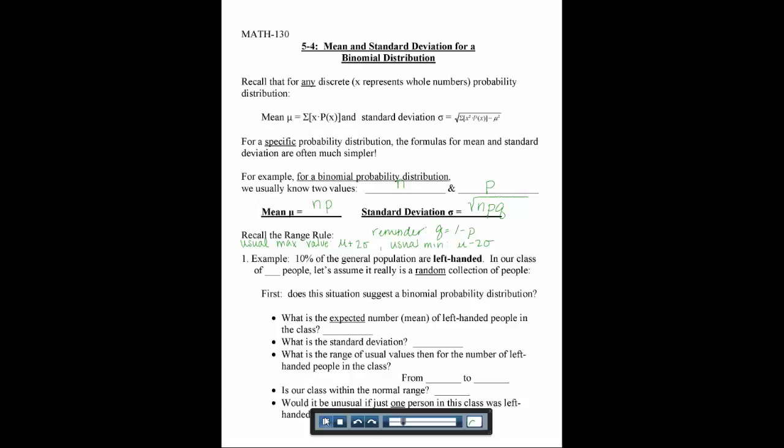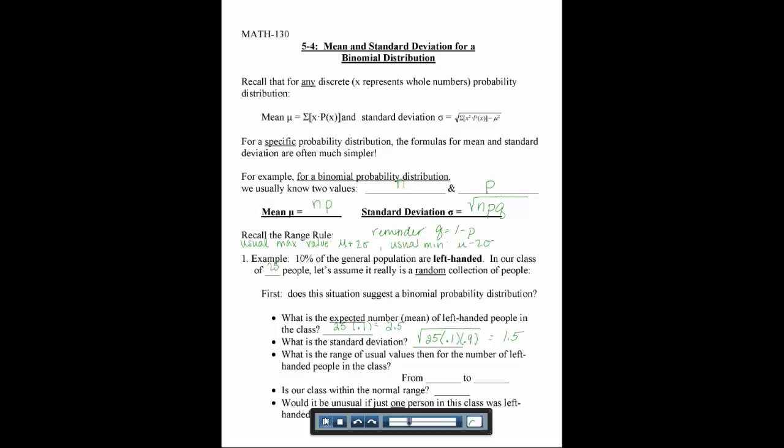Okay, so our first example says that 10% of the general population are left-handed. Now, we normally would do this in a normal class, which we don't have, but let's say we have 25 people in a class. So first let's figure out what the expected number of left-handed people in the class would be. Well, it would be the n, so we're doing 25 people, and the probability of being left-handed is 10% or 0.1. So we'd expect about 2.5 left-handed people in the class. Now, the standard deviation would be the square root of n, so 25 times p, which is 0.1, and then q would be 1 minus 0.1 or 0.9, which ends up giving us 1.5.